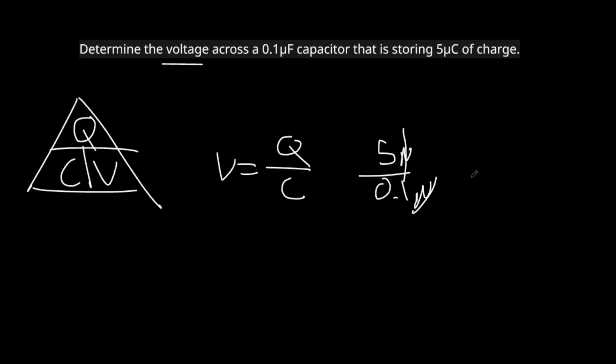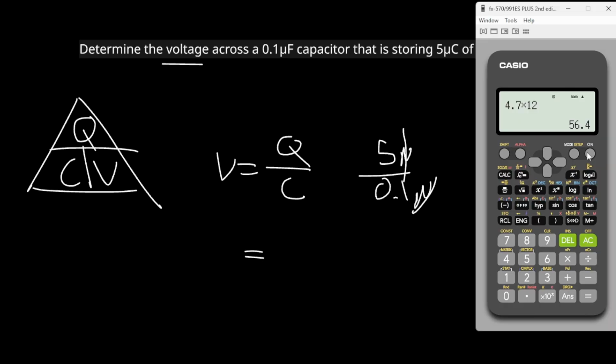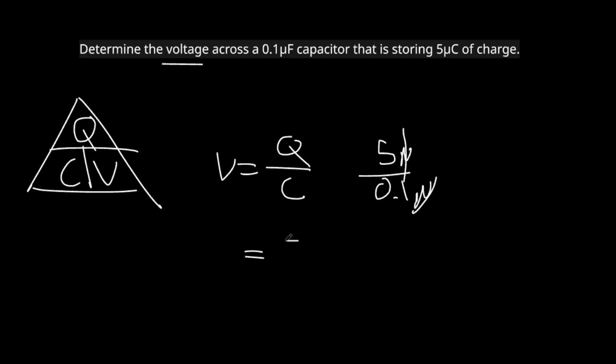If we get the answer here, let's get the calculator out. 5 divided by 0.1 gives us 50. So now we're getting 50 volts. All right. And if you do the conversion, if you go 6 to the left, then you should get 50 volts as well. Okay. And that's the basic questions of how to solve voltage with capacitance and charge.